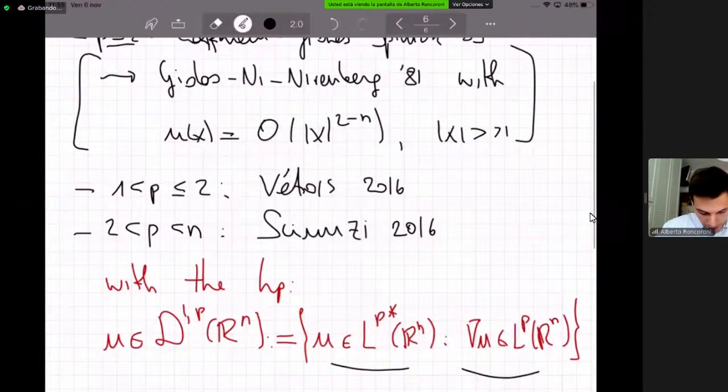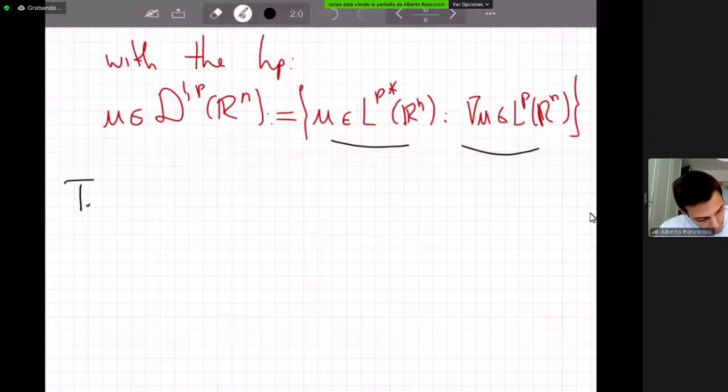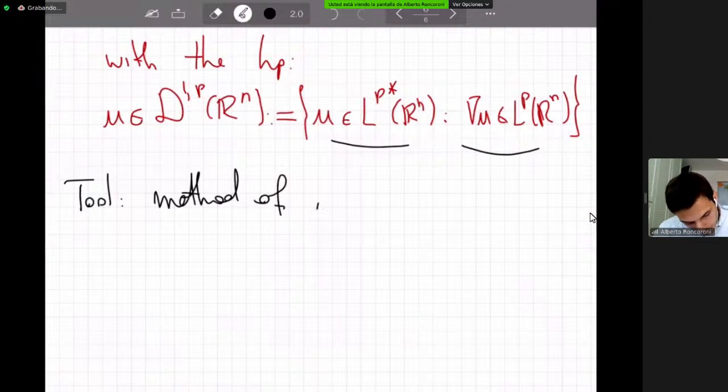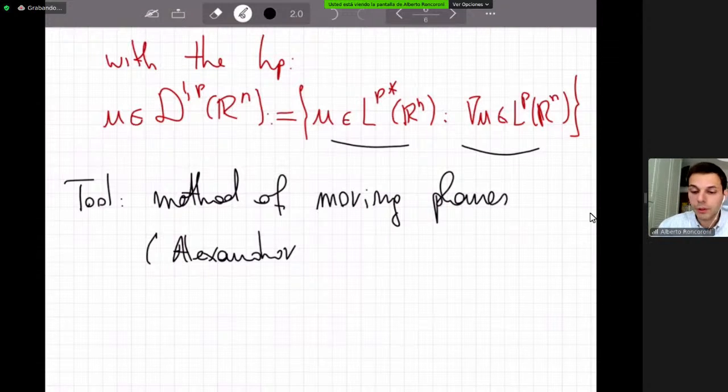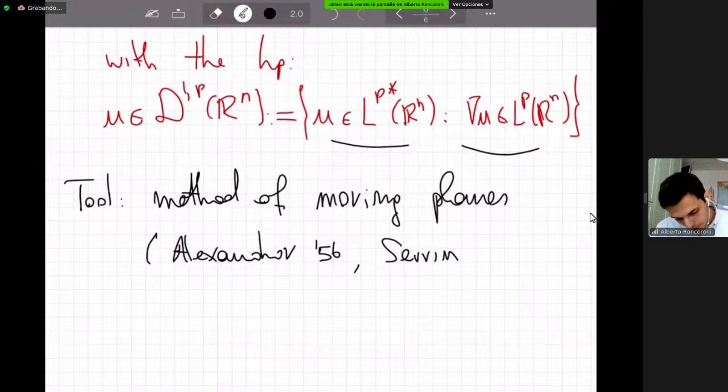And okay, a crucial tool in the proof of the previous result is the method of moving planes. The method of moving planes, of course, is well known and was introduced by Alexandrov in a different context to prove the soap bubble Alexandrov theorem in '56, and also in the PDE context was introduced by Serrin in '71.